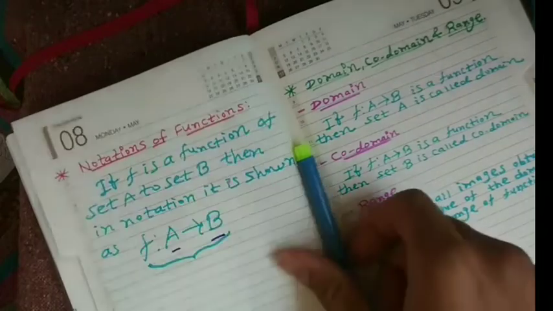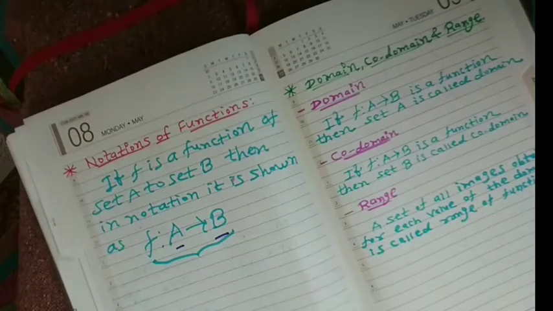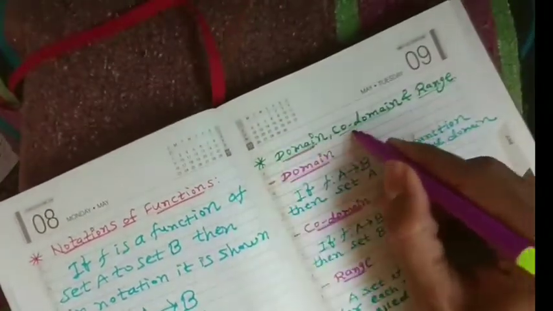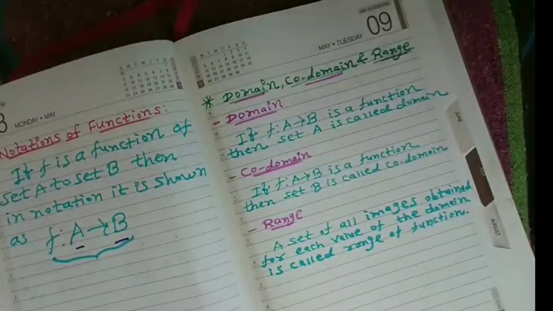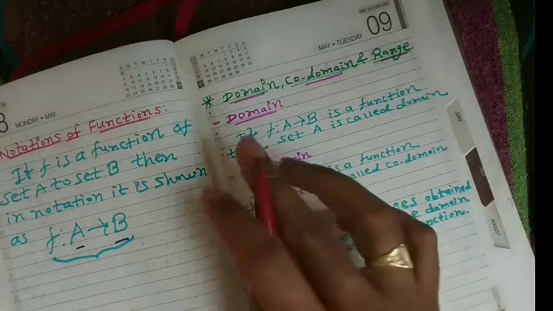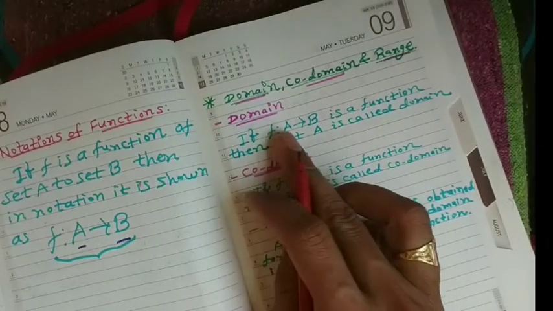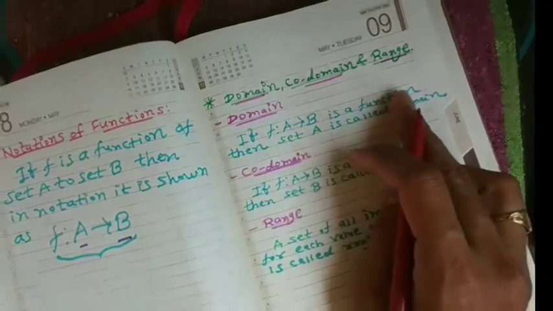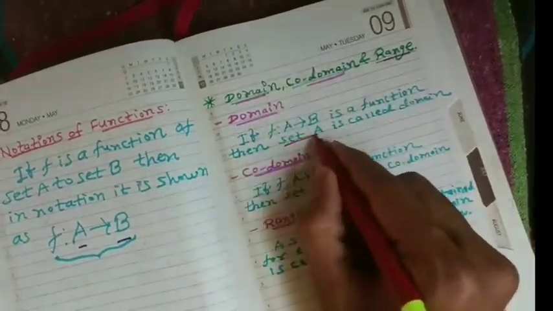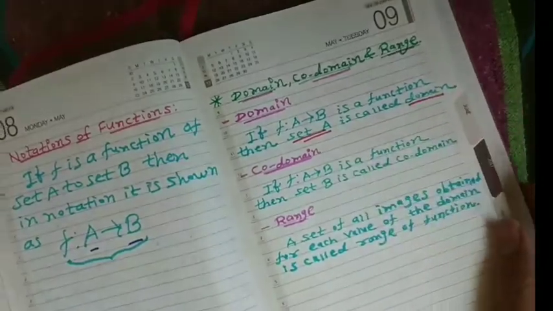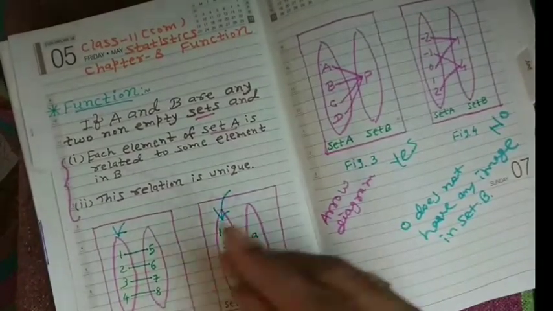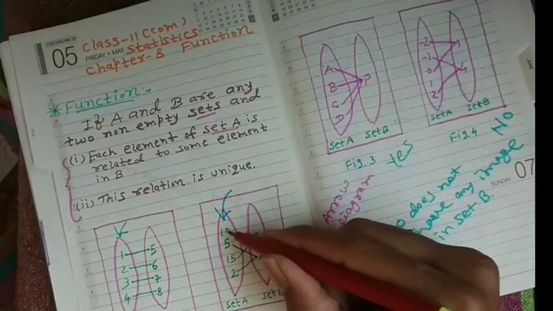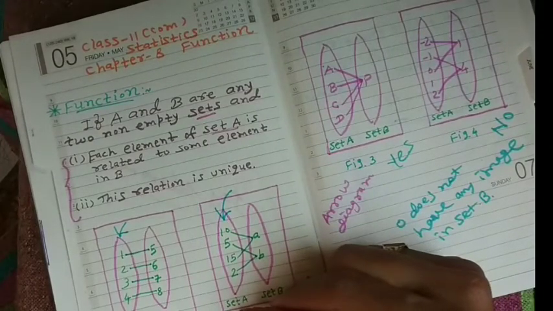Is it clear? Now we have to discuss domain, codomain, and range of a function. It's a very important topic. First one is domain. If f is a function from A to B, then set A is called the domain. So in the example we see set A is 1, 2, 3, 4, yes or no? So set A is called the domain. In figure 2, set A is 10, 5, 15, 2, so set A is the domain.